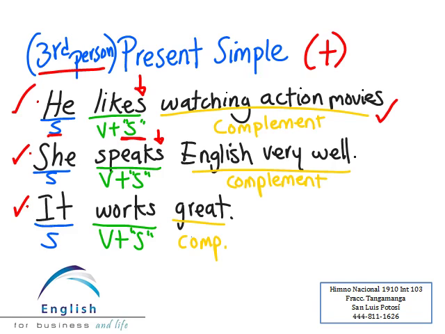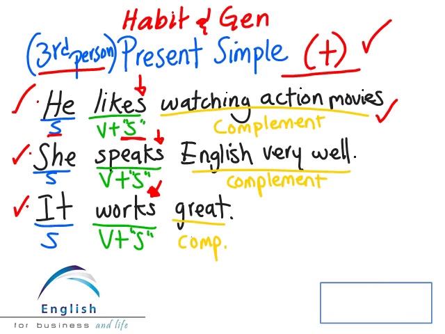Now, the next one, it works great. Then again, we have our S because we're saying yes, we're saying that something is true. Okay, remember, another important thing to mention is that we use the simple present for 2 things. We use it for a habit and general information. General information about anything. About people, places, objects, and whatever.